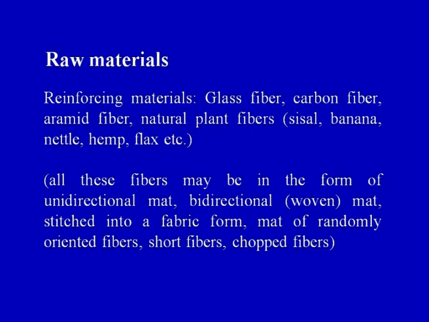Now, coming on to the raw materials which are used in case of compression molding. Now, what are the raw materials used? Reinforcing materials, or the reinforcement materials, can be glass fiber, carbon fiber, aramid fiber, natural plant fibers like sisal, banana, nettle, hemp. We have seen in one of our previous lectures, the introductory lectures of processing of polymer matrix composites, that there is a wide variety of natural fibers which are available and which are being used today in a lot many applications.